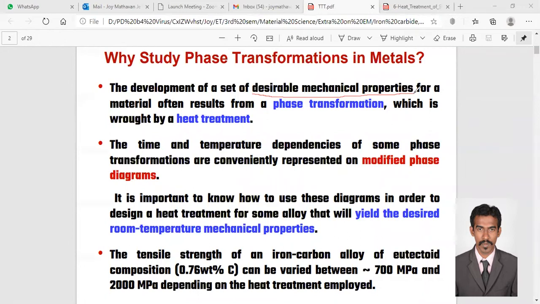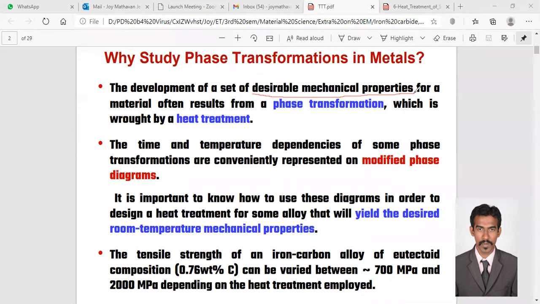The time and temperature dependencies of some phase transformations are conveniently represented on modified phase diagrams. I told you time and temperature are the two key factors while designing a heat treatment process, right? Which temperature we heat up to, and for what time we leave it. These are the two main parameters. It is important to know how to use these diagrams in order to design a heat treatment for some alloy that will yield the desired room temperature mechanical properties.